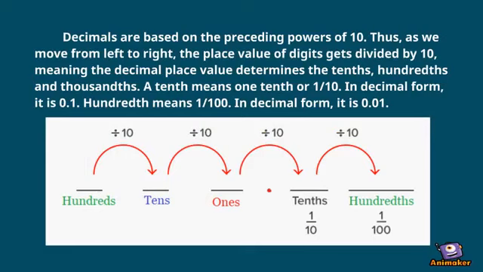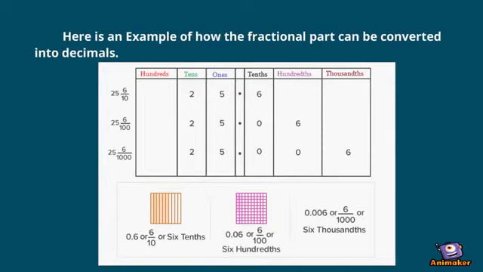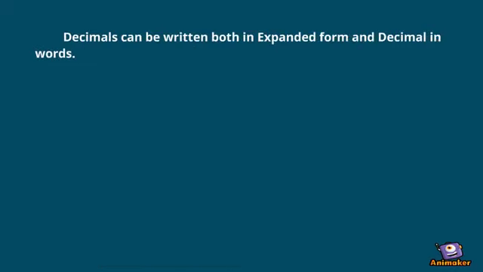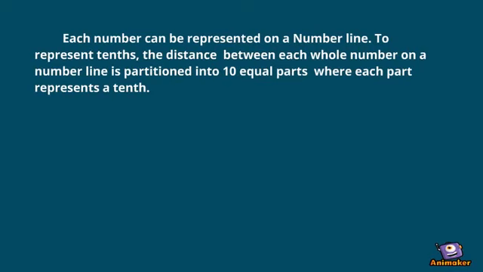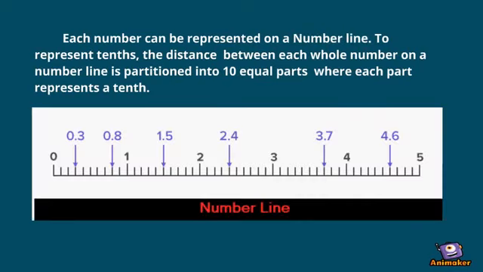Here is an example of how the fractional part can be converted into decimals. Decimals can be written both in expanded form and in words. Each number can be represented on a number line. To represent tenths, the distance between each whole number on a number line is partitioned into 10 equal parts, where each part represents a tenth.